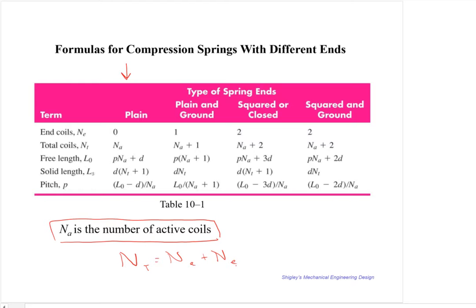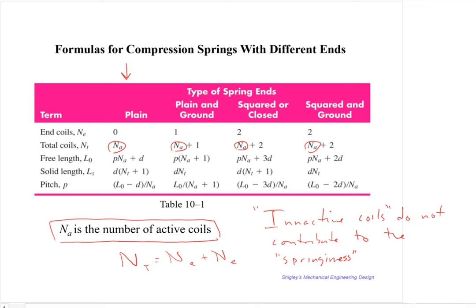So from this we can back out the number of active coils. If you count the number of coils and you know what the end conditions are, then the goal here is to calculate the number of active coils. Now the inactive coils aren't actually contributing to the springiness or stiffness. So inactive coils do not contribute to the springiness.